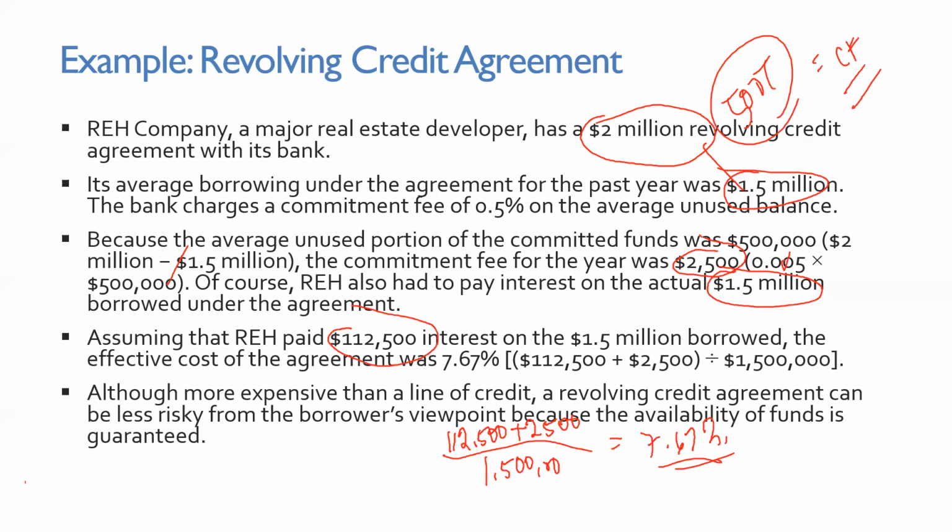Okay. So what you need to understand here is what is the numerator? The numerator is interest, okay, plus, sorry, plus commitment fees over the used portion of the revolving credit. Okay? The denominator is not 2 million, right? Hindi mo naman ginamit yung 2 million sa revolving credit agreement. Ginamit mo lang 1.5. So that's the denominator.